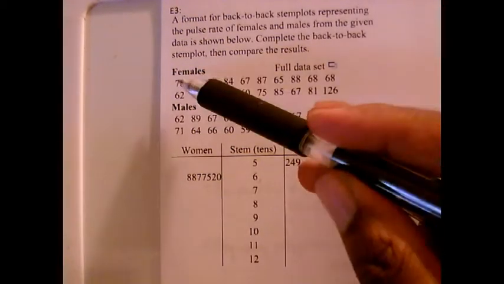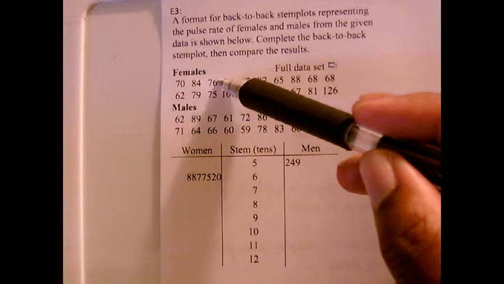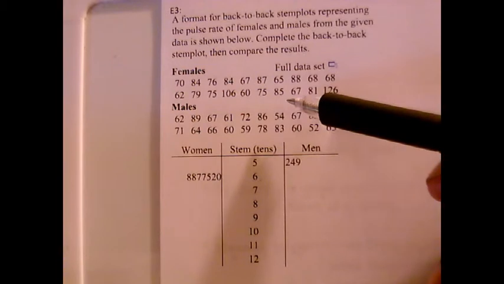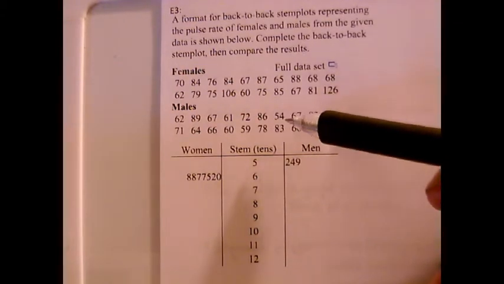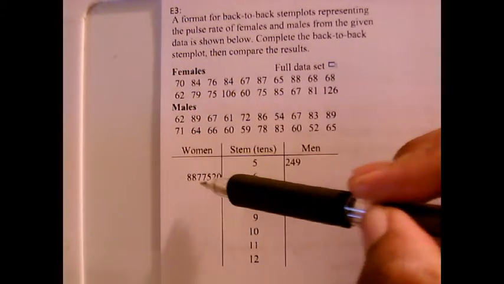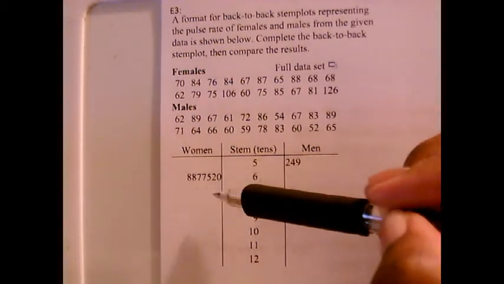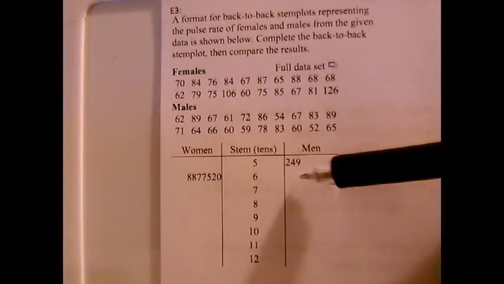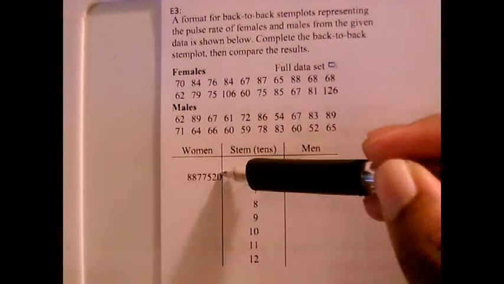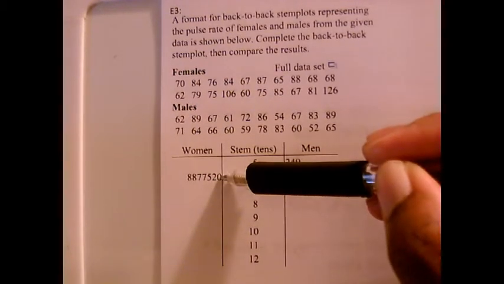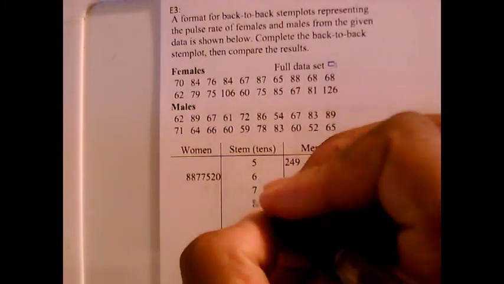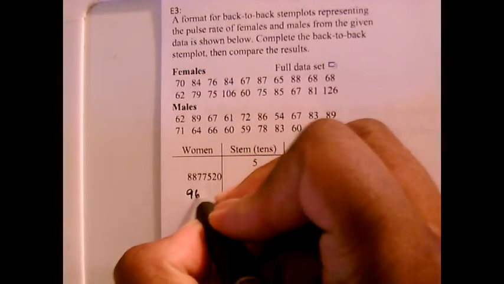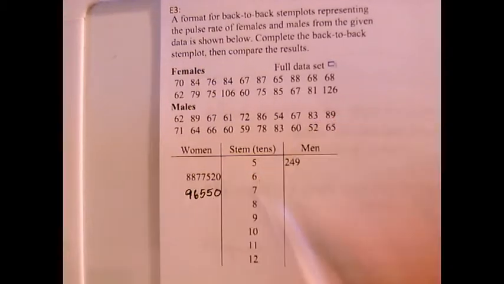Now for 70s, we have a 70, a 79, a 75, a 76, another 75. The way we're going to do this on the left side, we're going to put the leaves in order from the largest to the smallest. For men, it's on the right side, from smallest to largest. This one's from largest to smallest. So for the women, in this case for the 70s, it'll be a 9, a 6, a 5, another 5, and a 0.